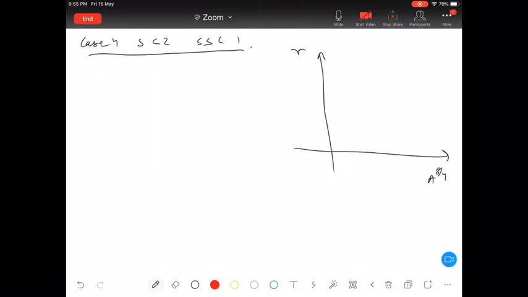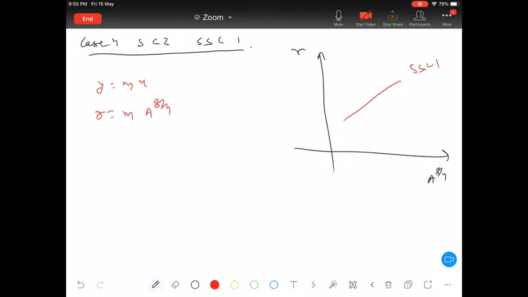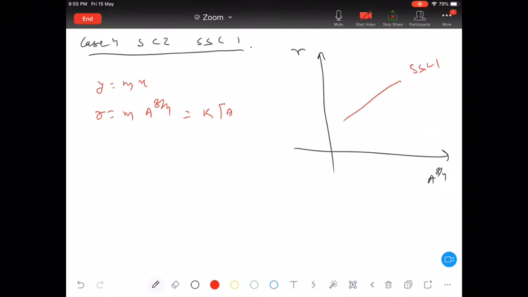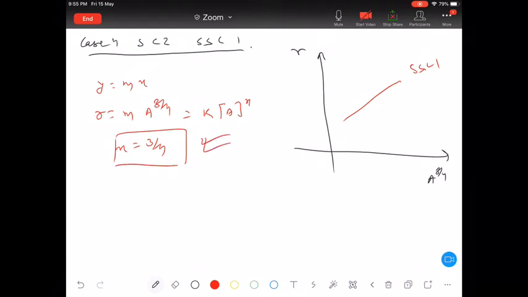Now let's say sub case 1, if I obtain like this SSC 1, in that case what I will say, y is equals to mx. Again on y axis what I have taken, R is equals to m. On x axis what I have taken, A to the power 3 by 4. Is that correct or not? That is equals to k A to the power x, which is the rate law, which gives me x is equals to 3 by 4. Confirmed. Means order of reaction will be 3 by 4.